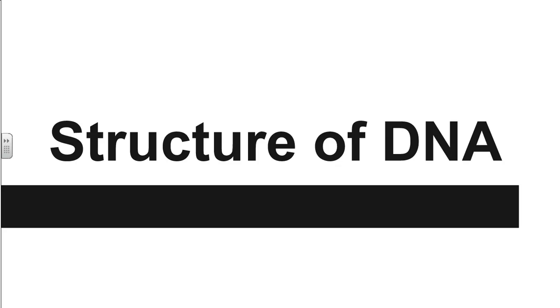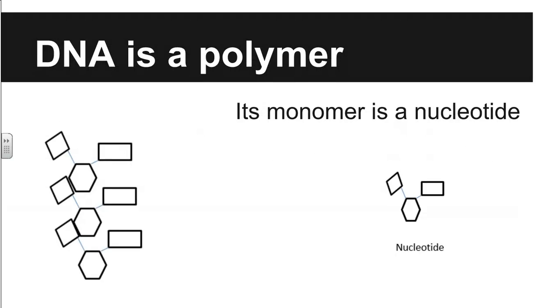Welcome to some brief information about the structure of DNA. The first thing you need to remember is that DNA is a polymer. Like all of the other major biological macromolecules, the polymer form is DNA. That's made up of these little repeating units, and each one of those is a monomer, right? And the monomer of DNA is a nucleotide.